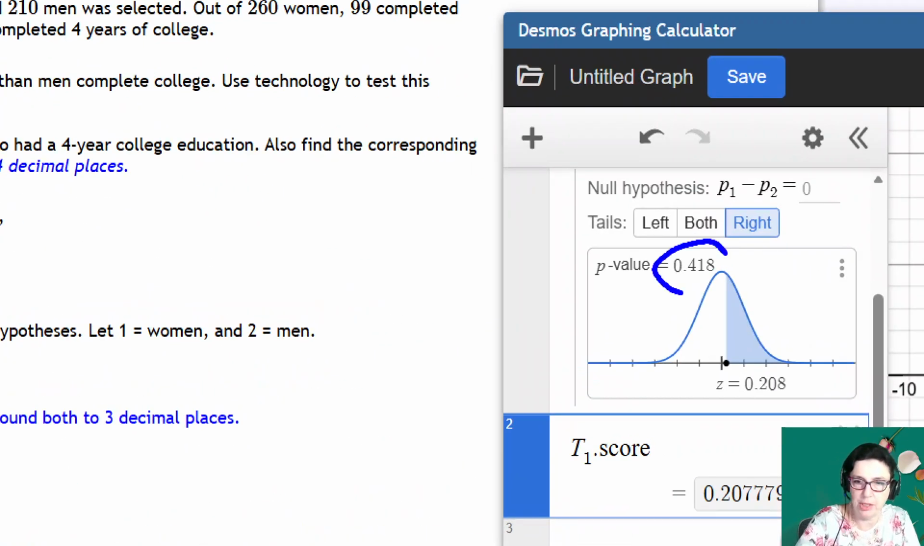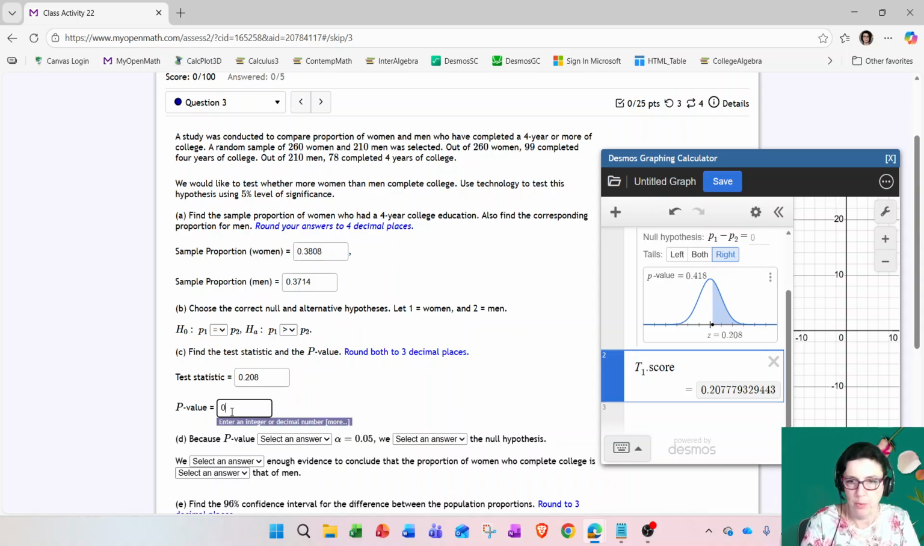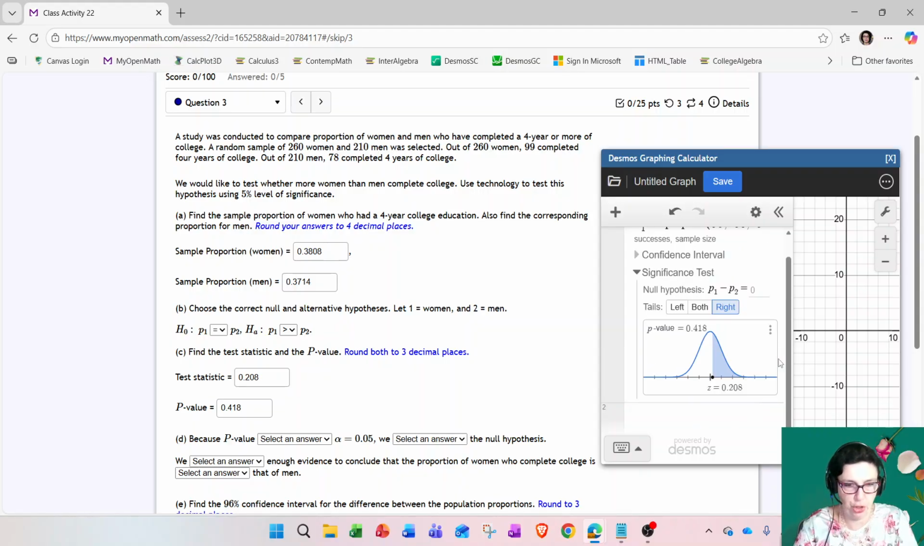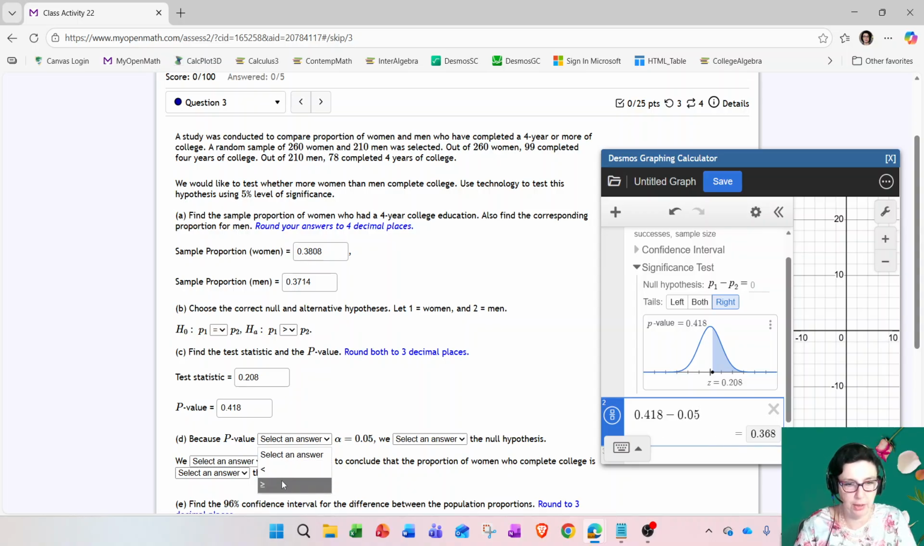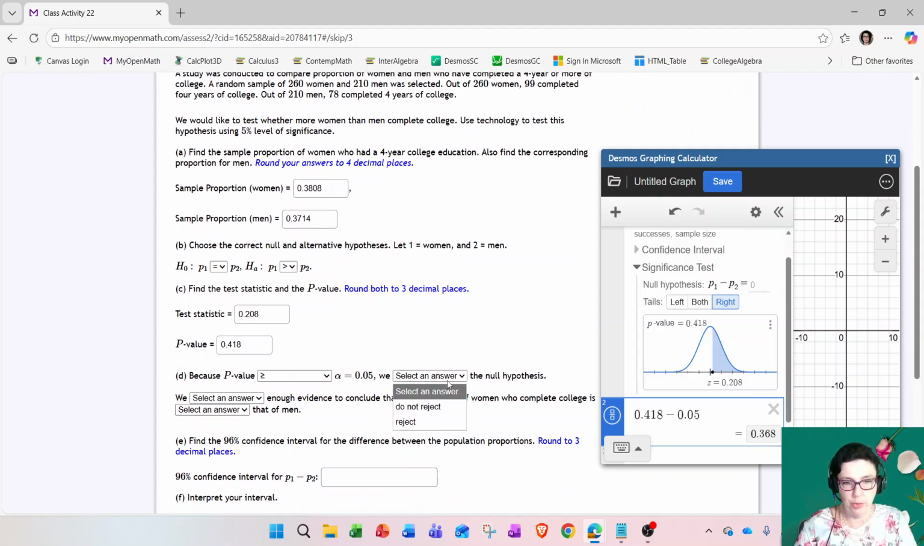Now, looking at the p-value, this is a pretty big p-value: 0.418, and of course it's larger than 0.05. But if you are not sure, all you have to do is just subtract them. So take 0.418, subtract the alpha value. If the answer is positive, which it is, that means that the p-value is greater than alpha, and we are not going to reject. This is not significant, this is not unusual. So if you're not rejecting, you do not have enough evidence to conclude that the proportion of women who complete college is what?